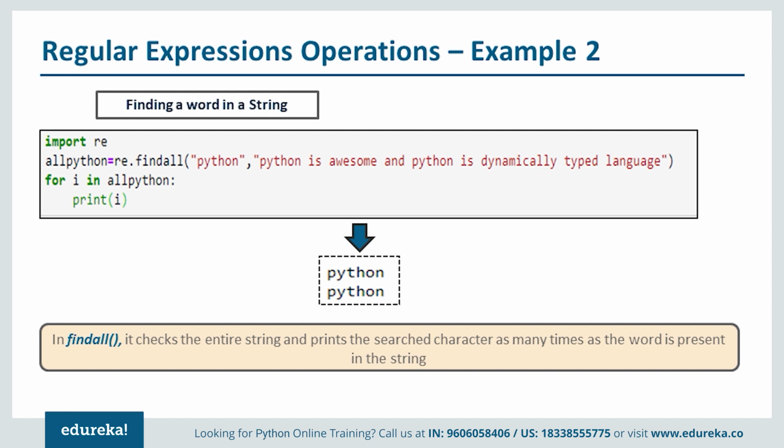So the findall function will be used to find all the occurrences here, and that will be stored in a Python list. A simple for loop will help us iterate through this list, and we will be able to get the complete list of occurrences of the Python keyword. So the complete Python keywords will be displayed to me, and I will be able to process them. Now you can see Python is printed twice in this display.